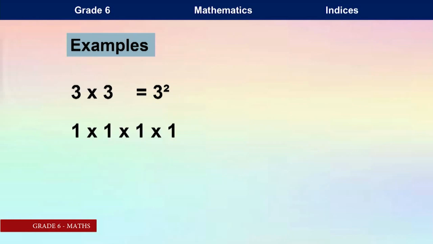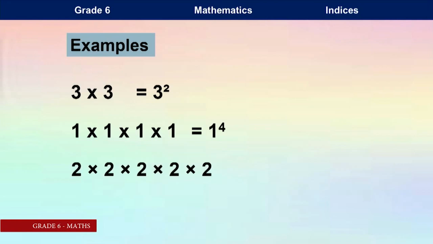Here, how many ones are there? 1, 2, 3, 4. Then we can write this 4 on the top right side of this 1 because there are 4 ones here. We can gather and write this concisely. So, this is the index notation.